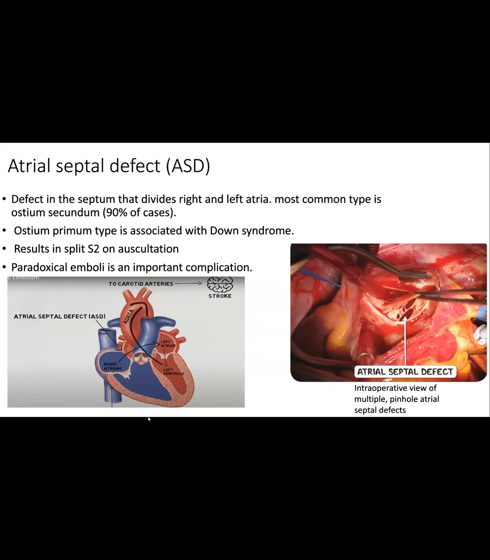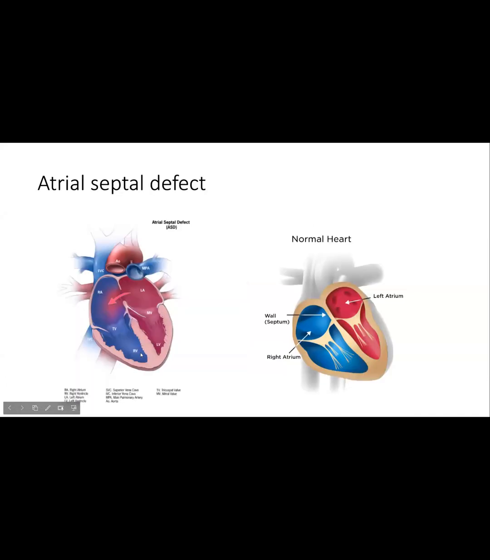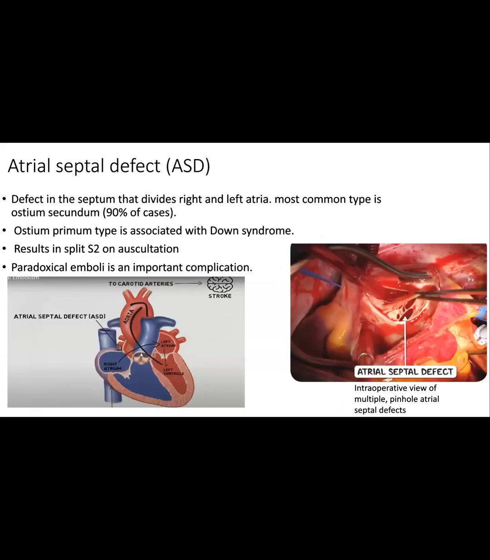So in this defect, there's a hole between the right and the left side of the atrium. In the ventricular septal defect, there was an opening here, but here it's an opening between the atria. So again, this means the blood is being moved from left to right, and it's acyanotic because it does not affect the oxygen saturation or oxygen level that's being pumped to the rest of the body. And this is usually associated with paradoxical emboli.